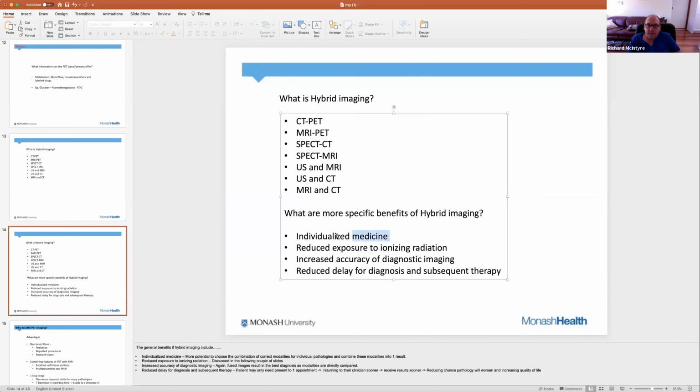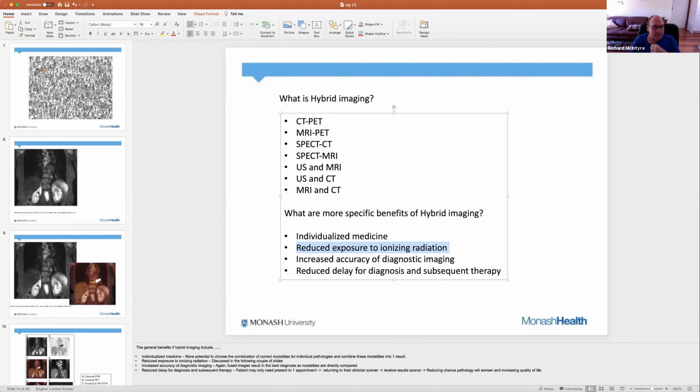It leads to individualized medicine, so we can tailor this test towards patients. Reduced exposure to ionizing radiation. So if you have a patient with cancer, let's say it's a three-year-old, you don't want that three-year-old to keep coming back and back every 3 months to have a CT scan. Okay, so what you can do is you can have an MRI scan and PET. So I'll take a step back. You don't want to have that patient come back. In fact, I'll take two steps back.